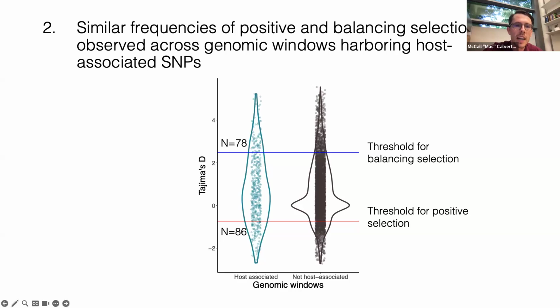And so we can also examine the frequency of these different signals of positive and balancing selection. So here in this violin plot on the left, I have the genomic windows that contain host-associated SNPs, and Tajima's D on the y-axis, and we can see that similar numbers of these windows show evidence of positive selection and balancing selection. So 78 windows showing evidence of balancing selection, 86 windows showing evidence of positive selection. So similar frequencies of these types of selection are putatively acting in our data set.